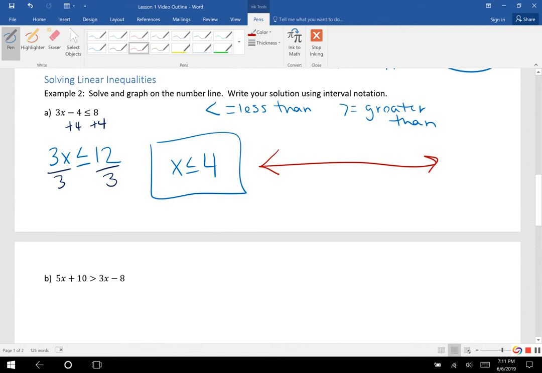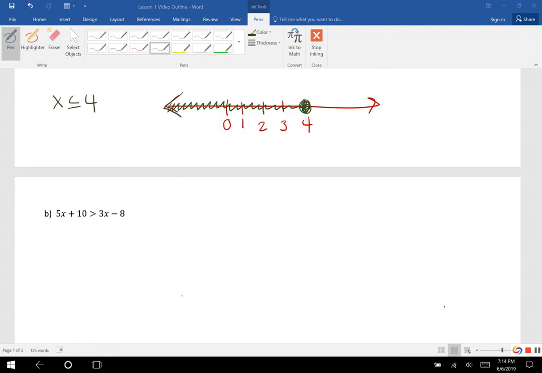Now, what exactly is that answer telling me? Well, there's an infinite number of solutions. The answer is every single number that's smaller than 4, including the 4. And so if I were to draw, say, a number line, this or equal to right here is telling me that 4 is a number. X could equal 4. And then the less than part is telling me my answer also could be anything that is to the left or smaller than 4.